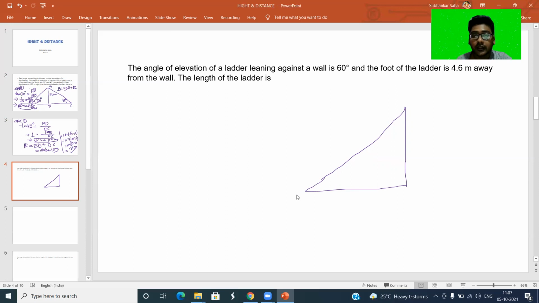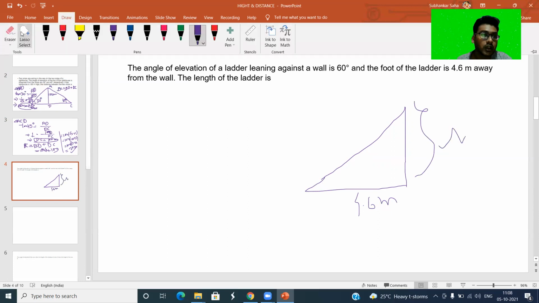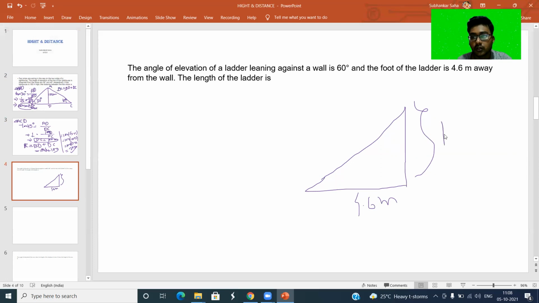मतलब ladder and wall का distance कितना है, 4.6 meter. And it is the height of the wall. Then to find the length of the ladder, the angle is 60 degree.